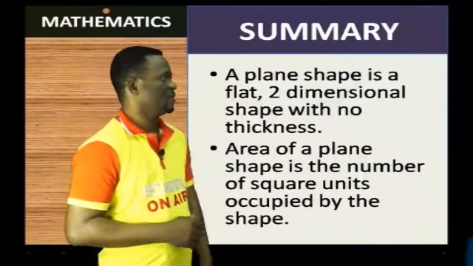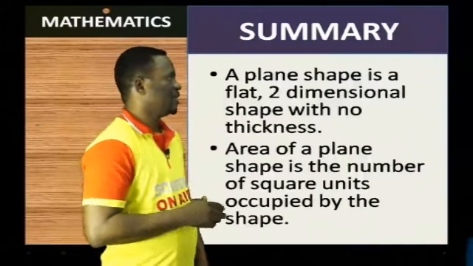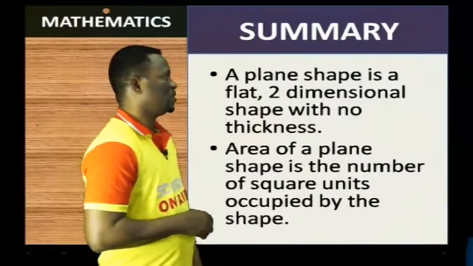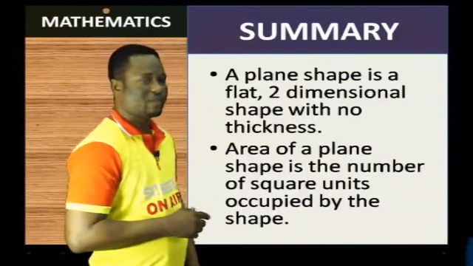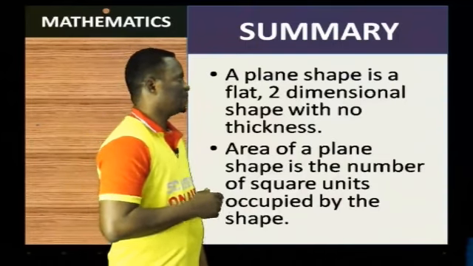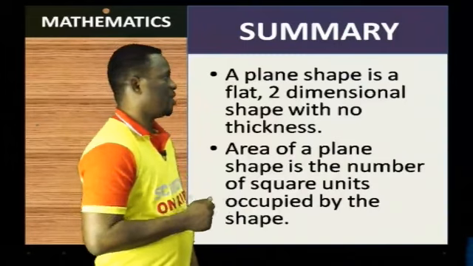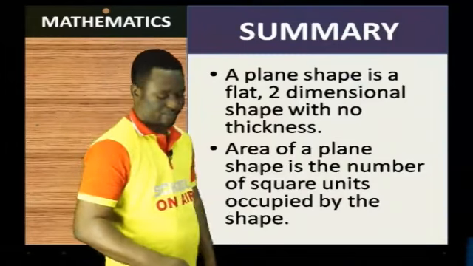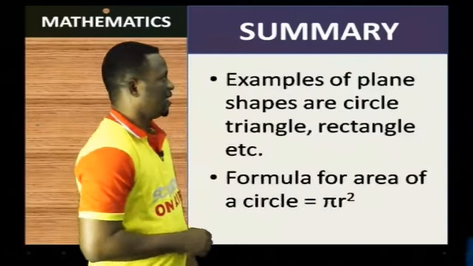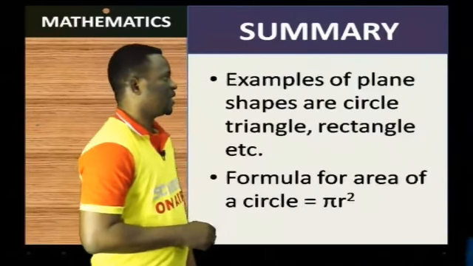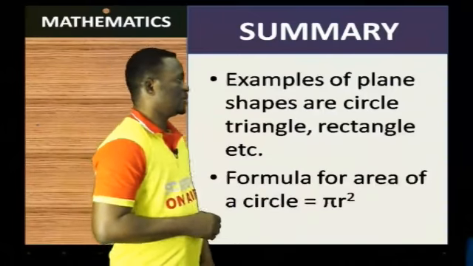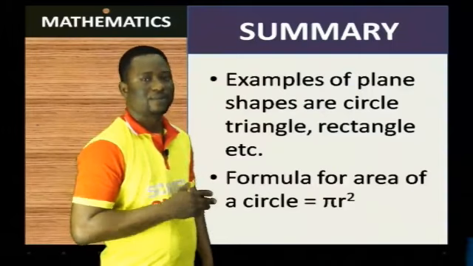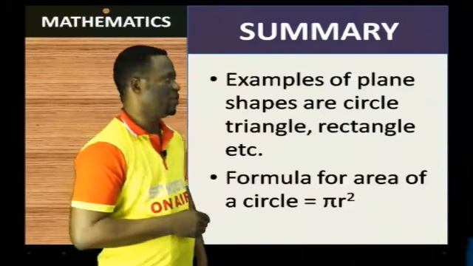Now, a summary of what we have done so far. A plane shape is a flat two-dimensional shape with no thickness. This we have explained. Another one: the area of a plane shape is the number of square units occupied by the shape. Examples of plane shapes are circle, triangle, rectangle, etc. As I've said, the examples are many, but these are just a few.